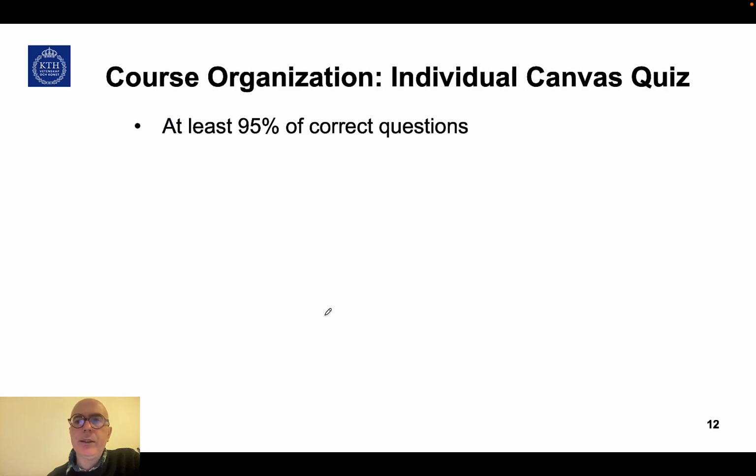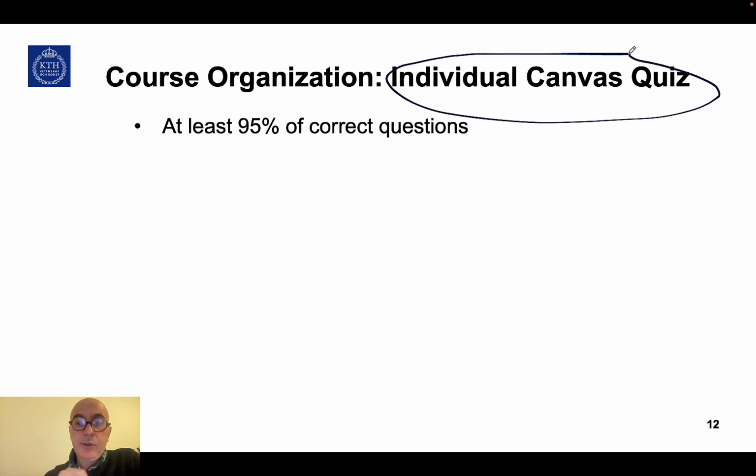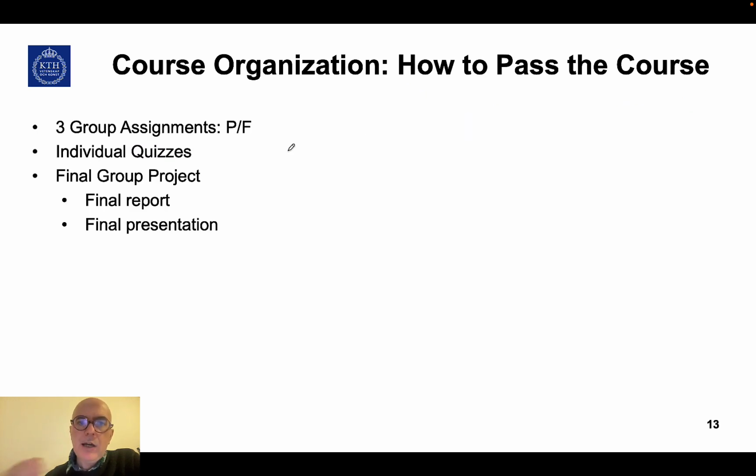Together with the assignment, we will have individual Canvas quizzes. So each person in this course will need to answer at least 95% of the questions correctly in order to pass the quiz. So how to pass this course? There will be 3 group assignments, pass or fail, individual quizzes for the modules, and then a final group project that consists of a final report and the final presentation.